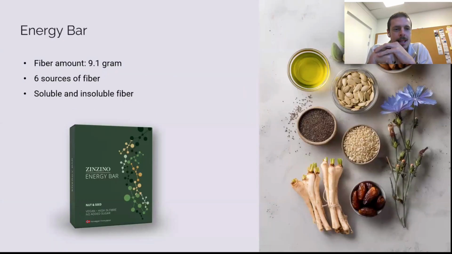Then we have our energy bar, because when we talk about fibers, there are different sources of fibers, and it can get really technical fast. So when we look at Synabiotic, it's for your microbiome. Your energy bar consists of some fiber for your microbiome, but also this fiber is called insoluble fiber that helps with bowel movements and so on. So these products complement each other. And here you have 6 different sources of fiber.